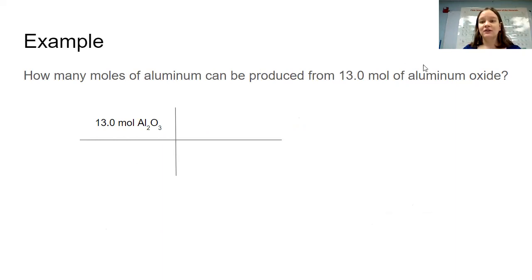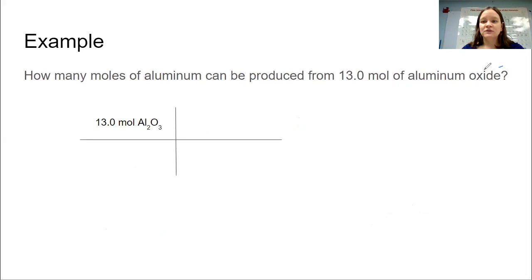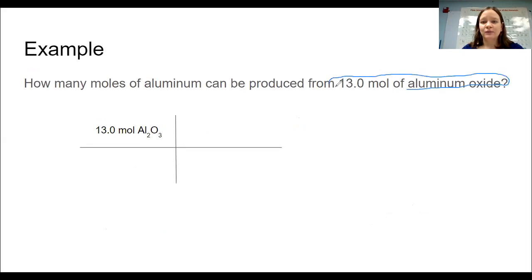So this right here, the 13 moles of aluminum oxide, this is my given. This is what I'm given in the problem. And then this over here where it asks me how many moles of aluminum, that's my unknown. So I have my given and my unknown.